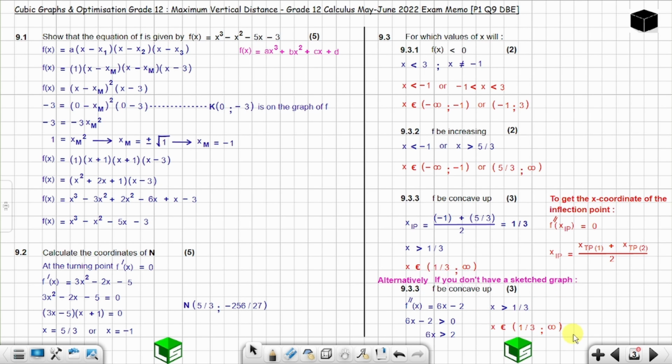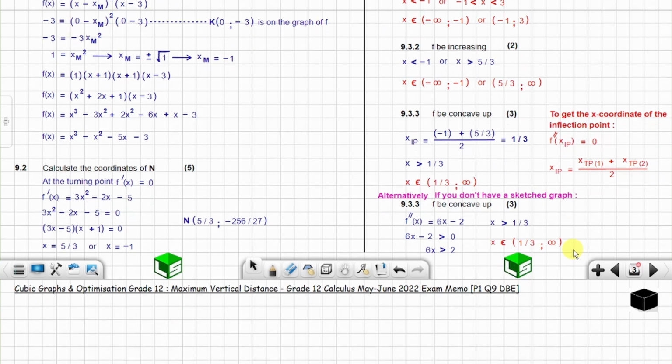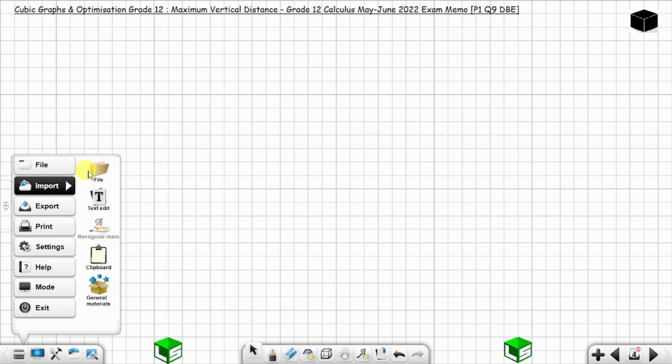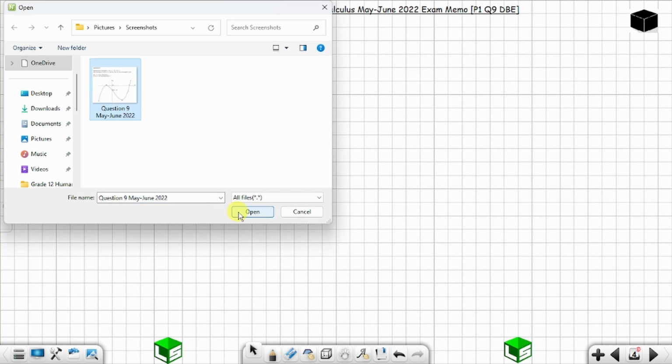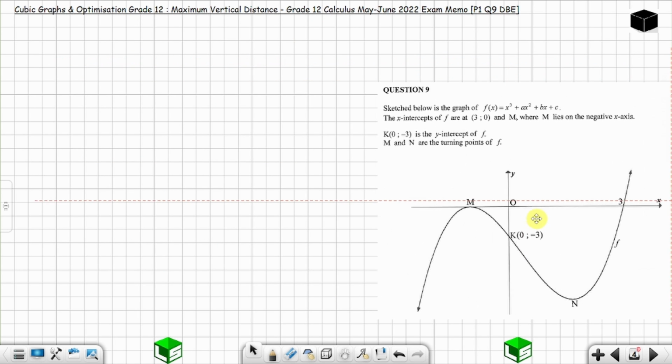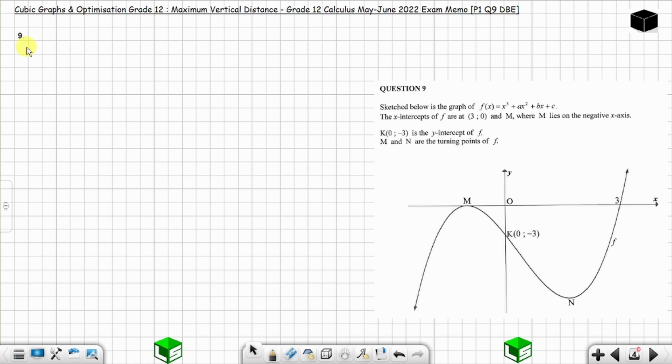Okay, let's move on to question 9.4. Let me get the question again. Question 9. This is the question. Now it's 9.4. Determine the maximum vertical distance between the graphs of f and f prime in the interval from -1 to 0. This question is 6 marks.